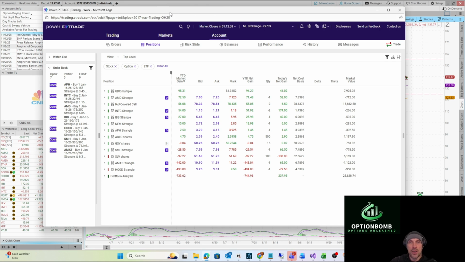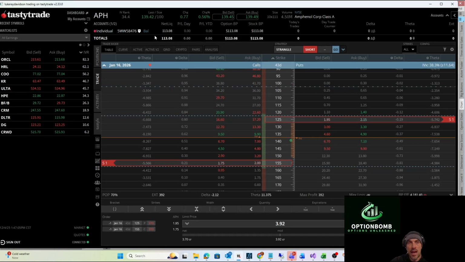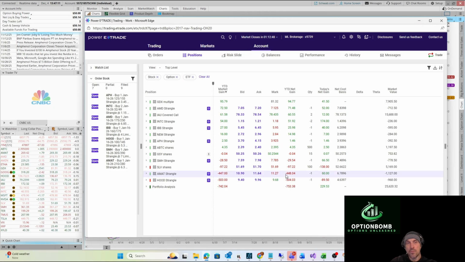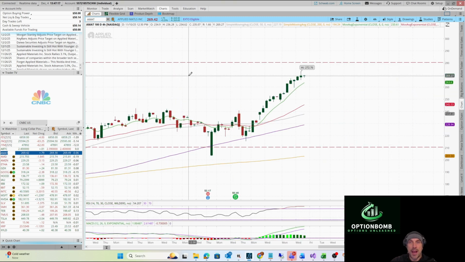TastyTrade, Power E Trade, and ThinkorSwim are the platforms I use. Again, look for something with a high IV, look for something that's very liquid, and place your trade, and then just monitor it. Hopefully, maybe we'll see. This is doing okay. I was going to say we'll see what happens when a trade goes wrong, but that might be another video for another day.